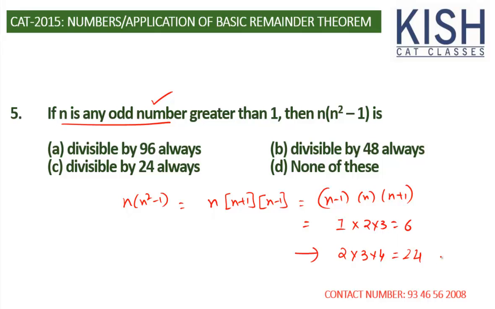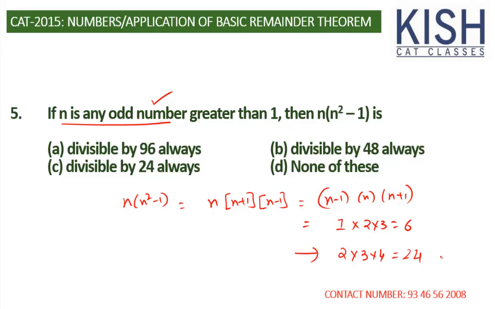Now, when we take the minimum value for n, we get a minimum number. So all the factors of that minimum number should divide any value of n. So even if we take any bigger value of n, all the outcomes of n minus 1 into n into n plus 1 should be multiples of the factors of 24.